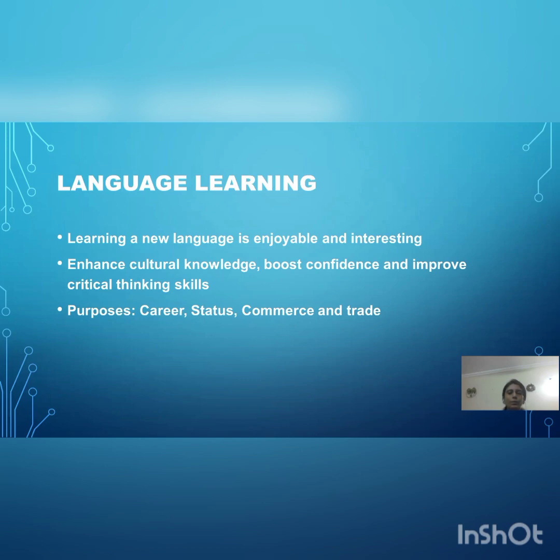Whenever you are going to learn a new language, it is a very enjoyable and interesting skill. So language learning is a skill. It enhances your cultural knowledge, boosts your confidence, and improves your critical thinking skills when you are going to learn the English language. There are three top skills that come to you: open-mindedness, creativity and curiosity, and empathy.